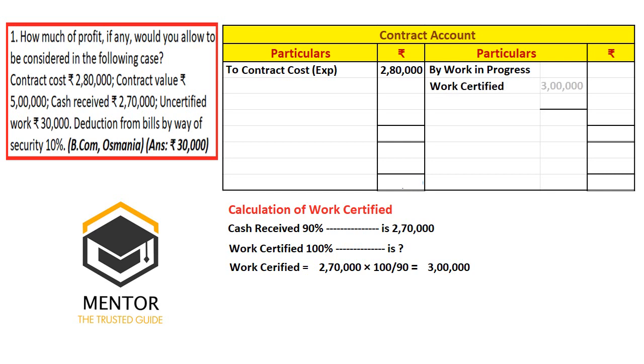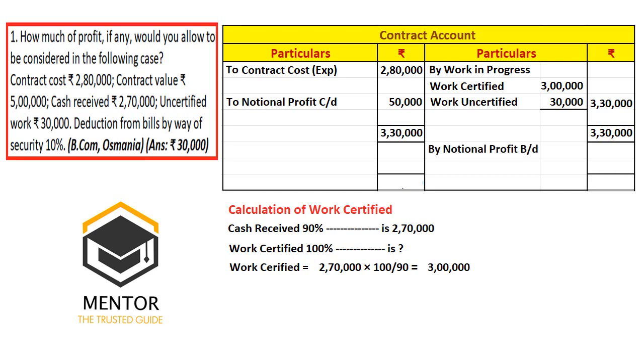Once you get this, you will write work certified, and work uncertified is also given in the question, that is 30,000. Together it will be 3,30,000. Then we will close this account. The resultant figure we are getting on the debit side is 50,000. This resultant figure is called to notional profit carried down. This is the balancing figure. Once you get this value, you will write by notional profit brought down the same value.